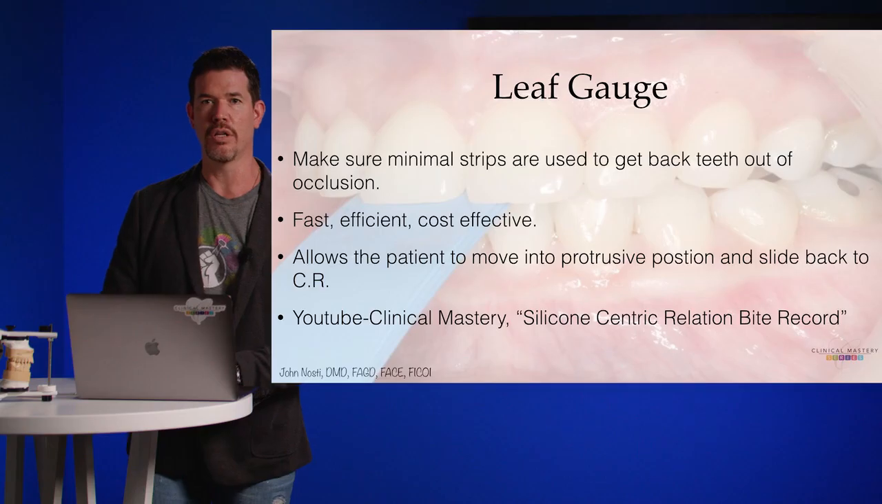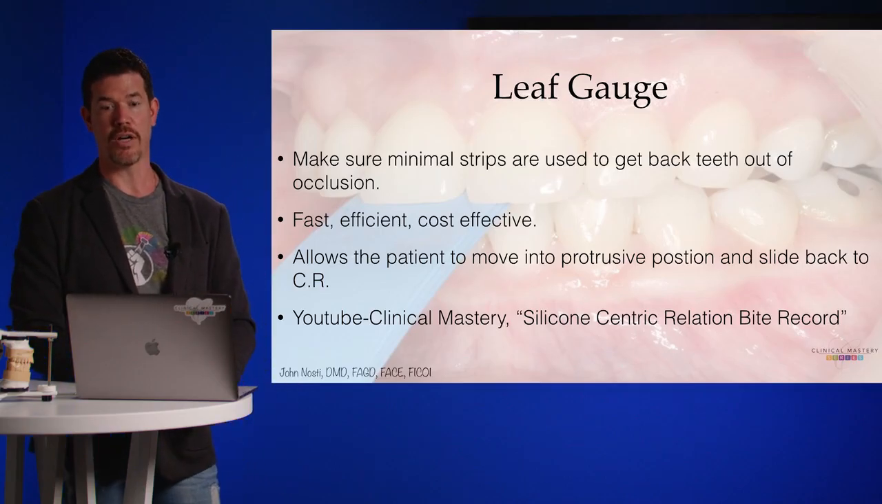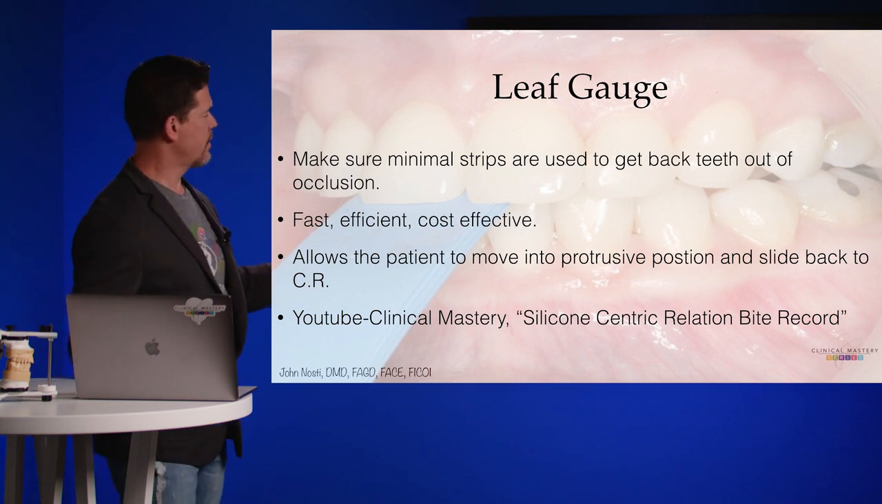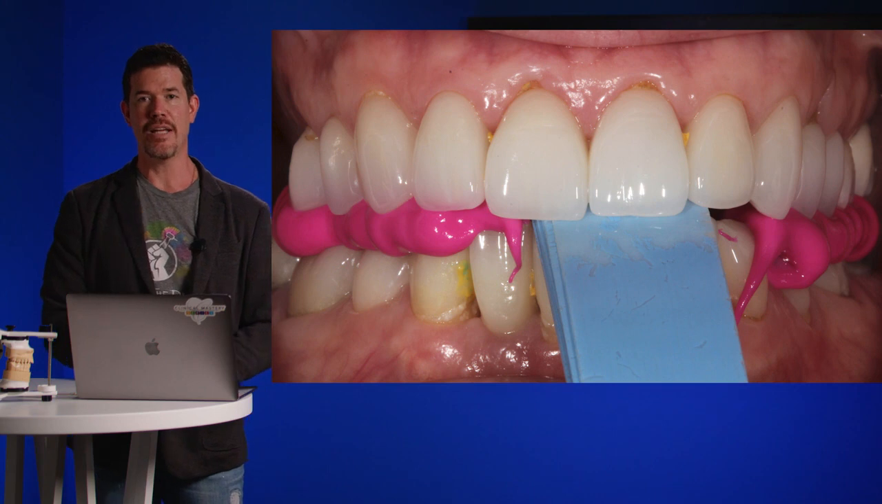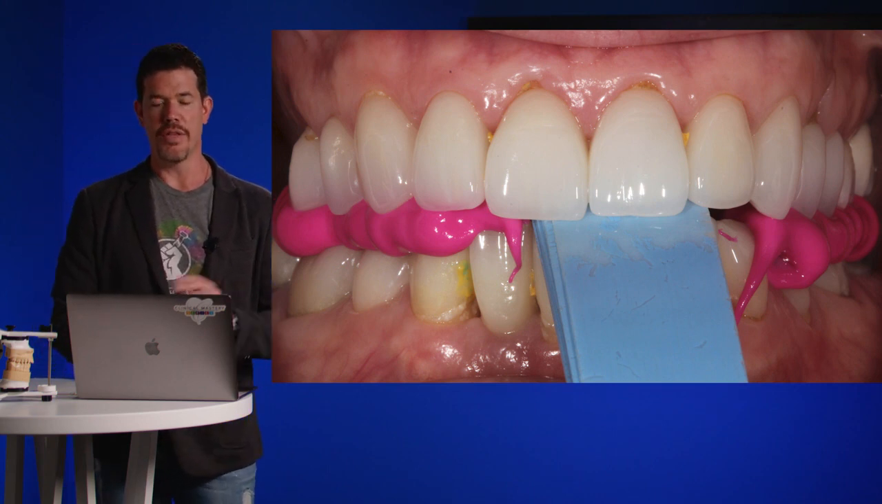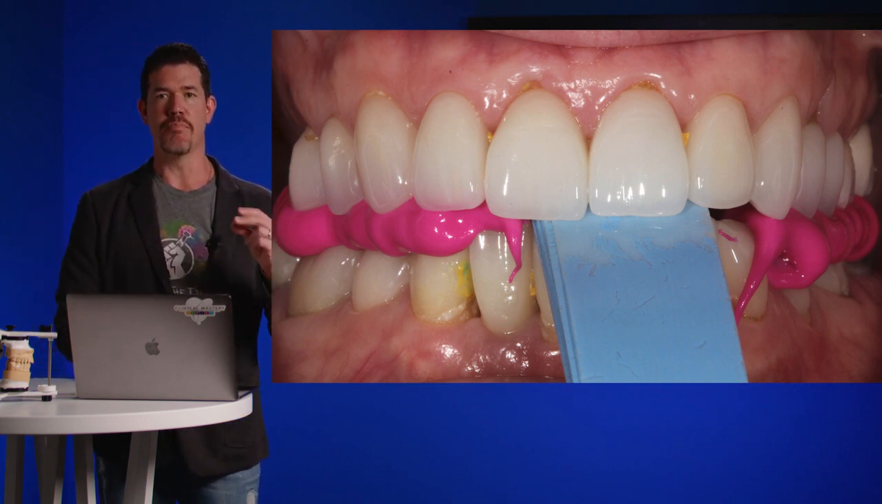For a video technique tutorial on this, you can go to YouTube Clinical Mastery Series and look up silicone centric relation bite record. So here it is in place. Leaf gauge in the front. I use Futar D by Kettenbach Dentistry. This is an extremely hard bite registration material. It doesn't provide any give, which is really important because we're going to mount these models on an articulator, on a chewing simulator. Leaf gauge up front, Futar D in the back on both sides.